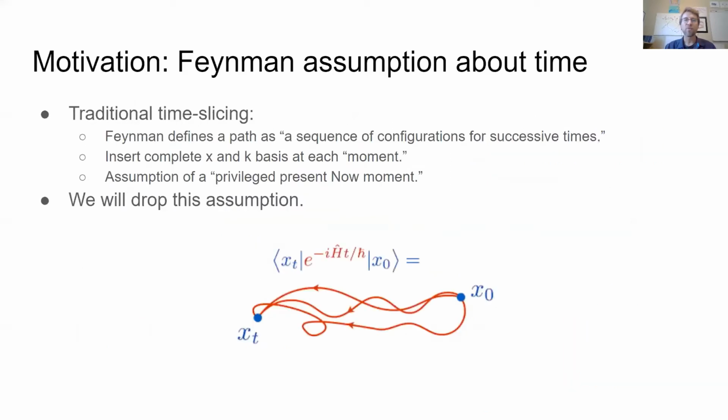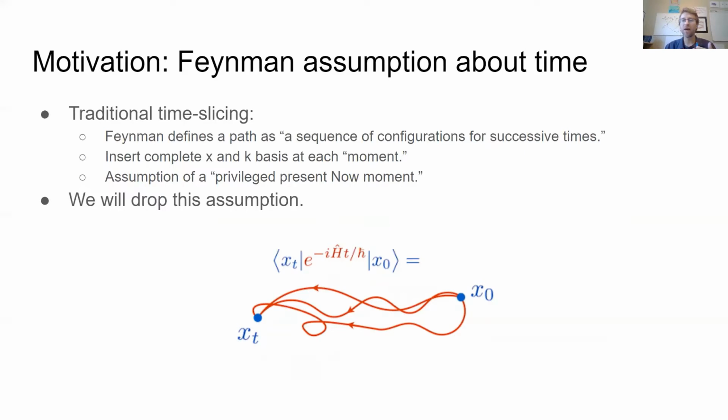The motivation for the connection between a new formulation that in some sense treats time differently than the one we currently have in quantum mechanics and quantum field theory is the fact that Richard Feynman, in his path integral formulation of quantum mechanics, makes an assumption about time. The same assumption I just said, that time is sliced. Because he defines a path as a sequence of configurations over successive times.